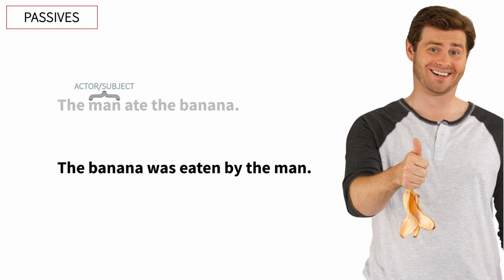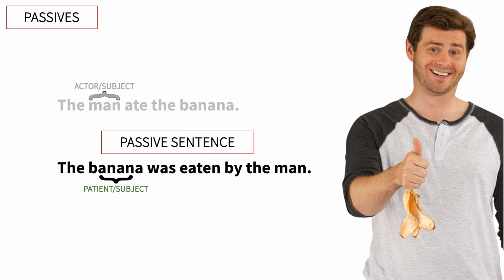However, in some languages like English, the person or thing that the action is done to, the patient, can also become the subject of the sentence. "The banana was eaten by the man" is an example of this kind of grammatical construction. The name of this kind of sentence is passive. A passive sentence is one in which the subject is the thing that the action has been done to.